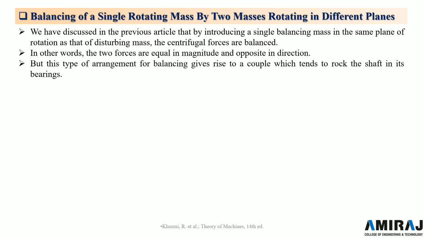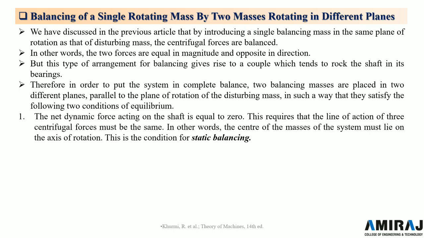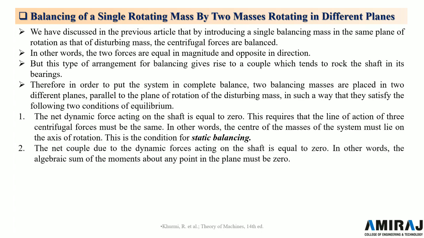But there was a problem with that arrangement: a couple arises because of the single balancing mass. Therefore, for complete balancing we used the approach of two balancing masses, placed in two different planes parallel to the plane of rotation of the disturbing mass, in such a way that it satisfies two conditions. First was static balancing and second was dynamic balancing.